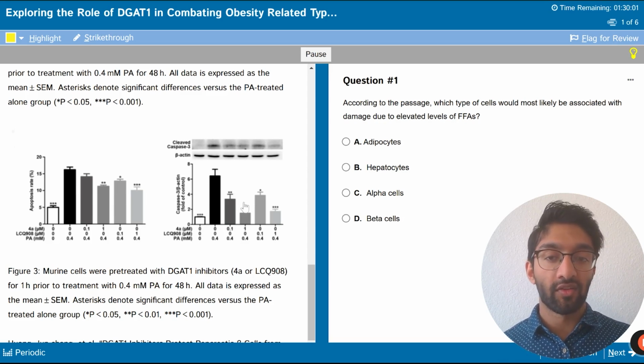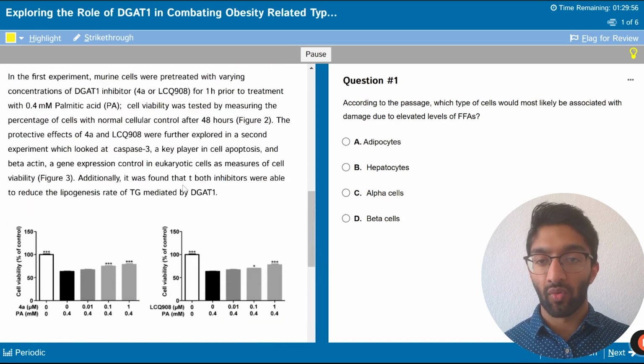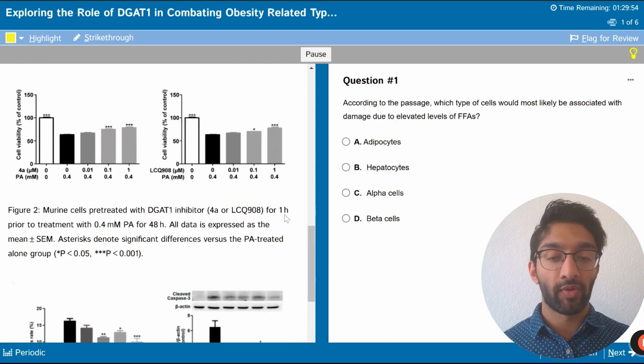Last thing here is, once again, with caspase 3, and we would expect the same trend, right? Because caspase, it was told to us, is a key player in apoptosis.